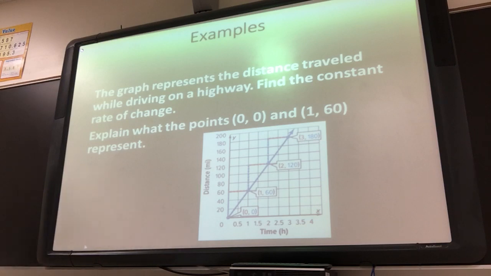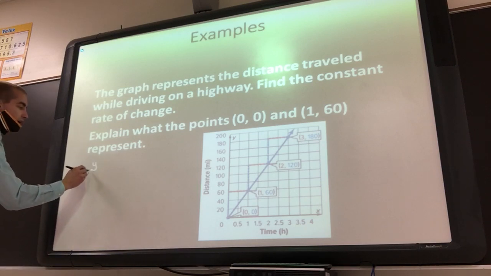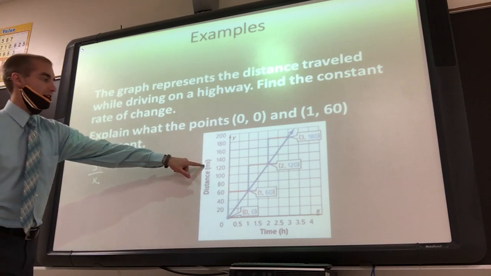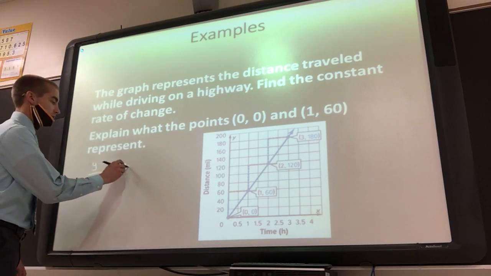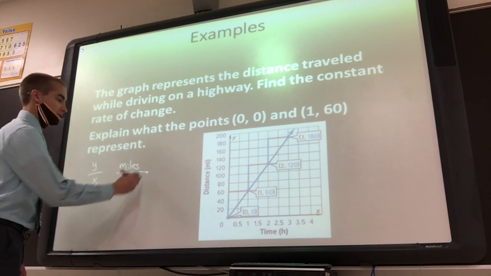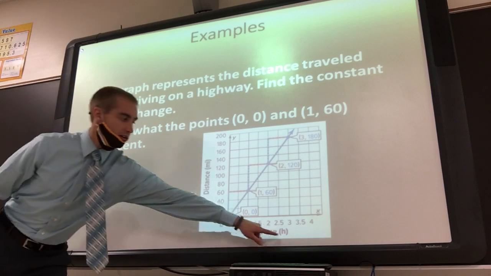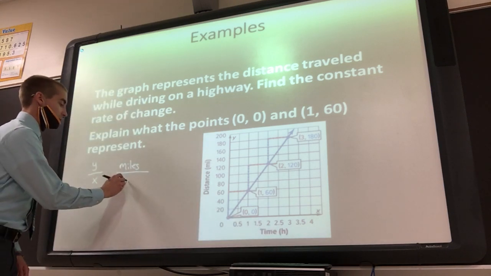We're still going to do the same thing. We're going to write it as y over x. So on this graph, what is y? Look at the y-axis. Distance, which they say is miles. So I'm going to put miles. And what is x? Fiona? Time, and they say that is hours. So miles per hour.